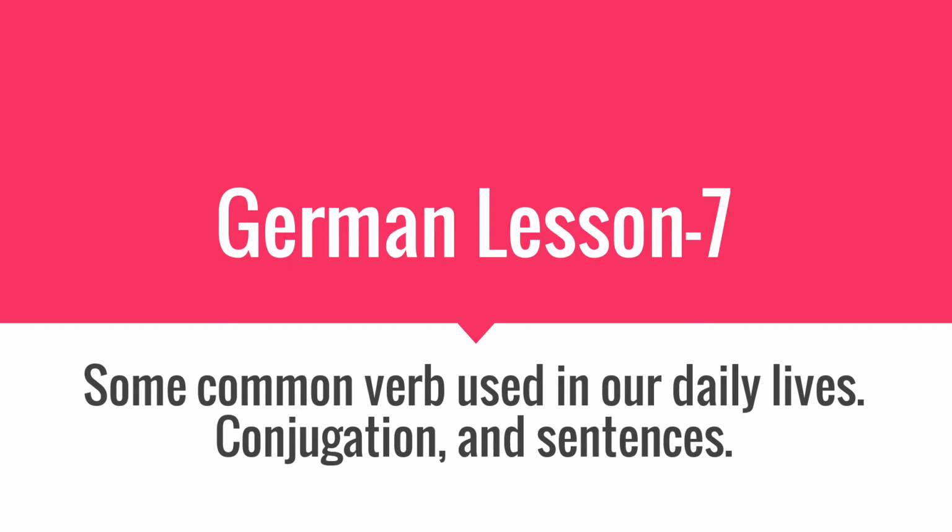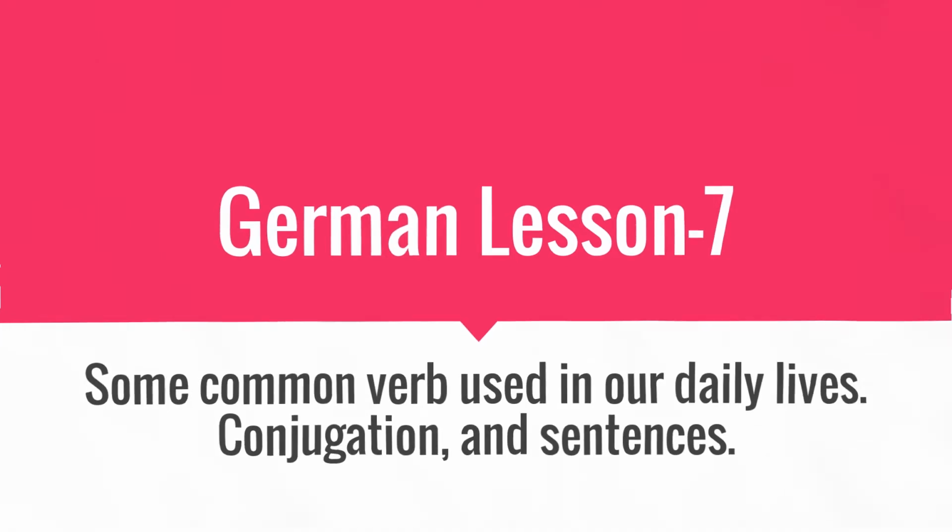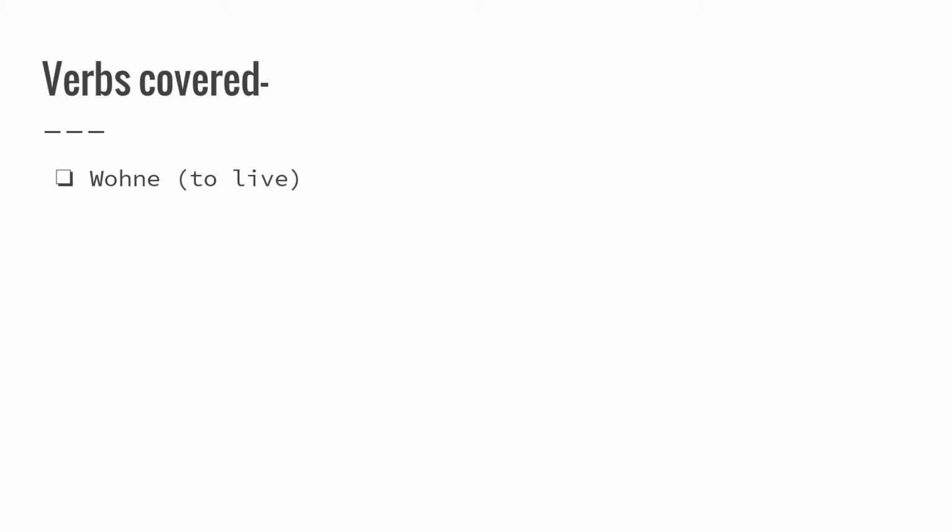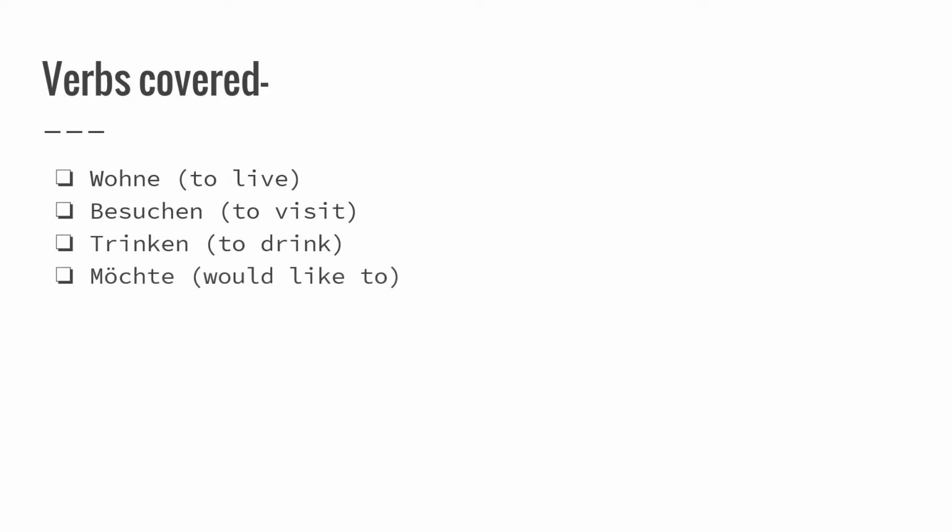This is German lesson 7, in which we'll learn some common words used in our daily lives. We will learn how to conjugate them with different personal pronouns, and I'll give you one sentence example for each word. The verbs we are going to cover in this PPT are: wohne, which means to live; besuchen, which means to visit; trinken, which means to drink; möchte, which means would like to; mögen, which means to like; and last, sprechen, which means to speak.